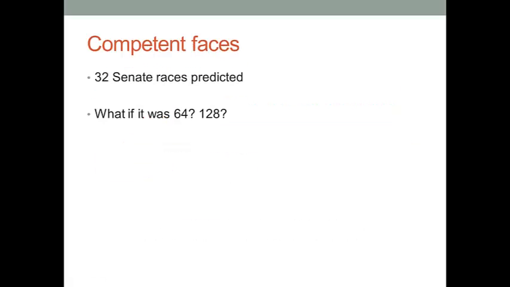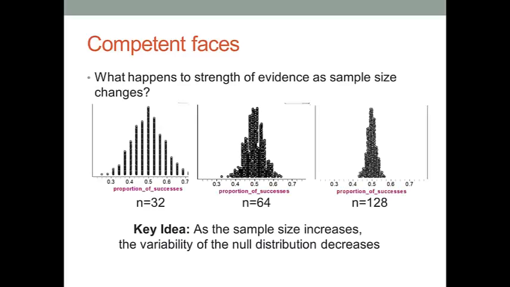In the Confident Faces data, 32 Senate races were predicted. But what if instead of 32, it was actually 64, or 128? What happens to the strength of evidence as the sample size increases?